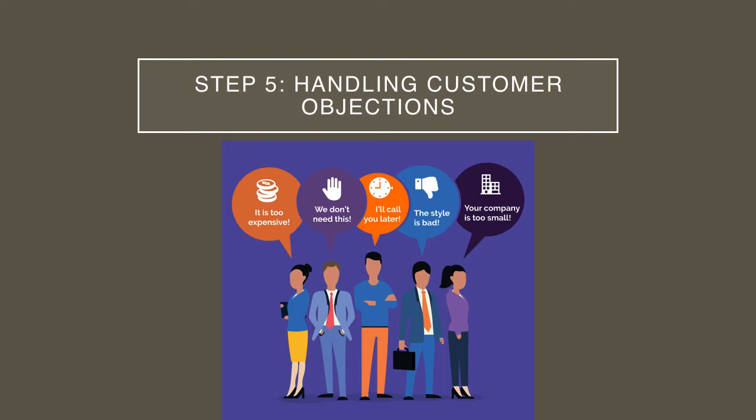One technique that is oftentimes effective is the feel, felt, found method, and it works like this. When a customer has an objection, perhaps they say, the style is bad, we don't like this product, you say, I understand how you feel. Others have felt that way as well. But what they found is that, and then go on to highlight a feature or benefit that reflects the positive side of whatever their objection was.